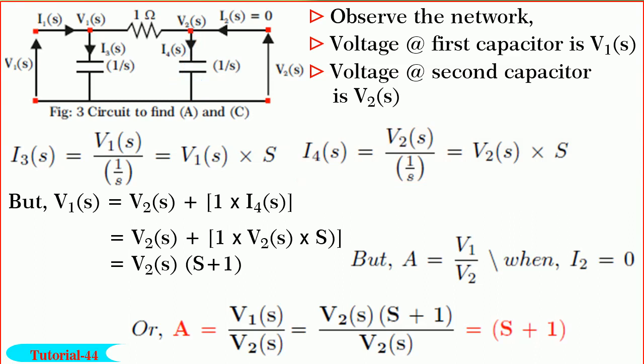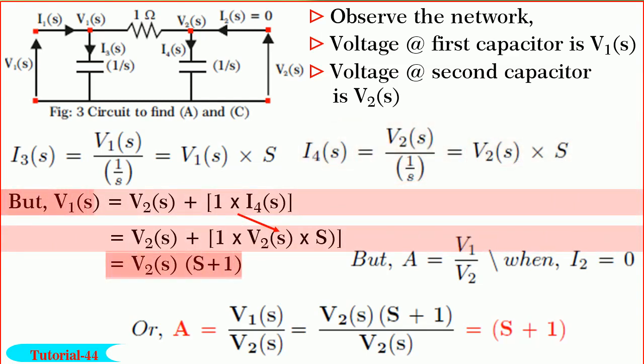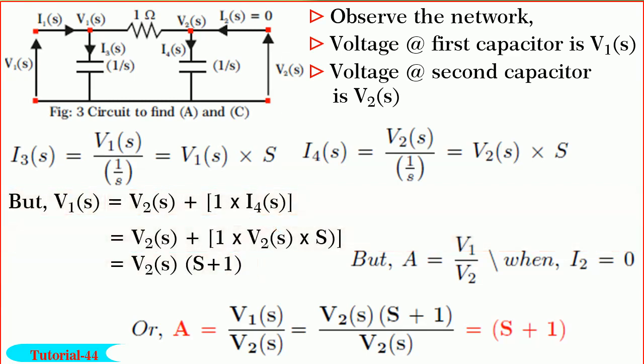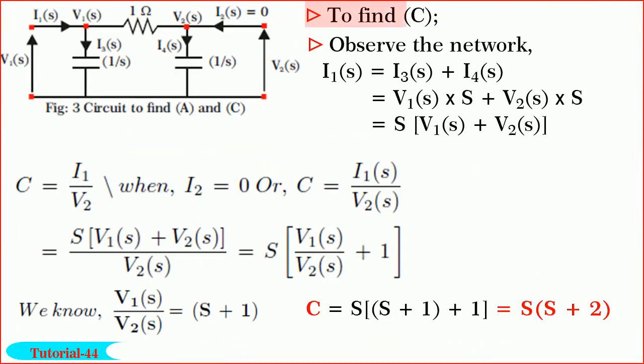But V1(s) is equal to V2(s) plus 1 times I4(s). By substituting for I4(s) and solving, we get V1(s) = V2(s)(s + 1). But we know A is equal to V1/V2 when I2 is equal to 0, or A = V1(s)/V2(s), which will give us A = s + 1. Next, to find C, observe the network.